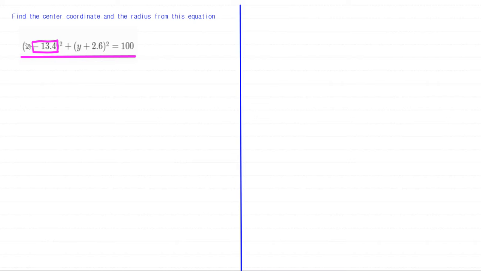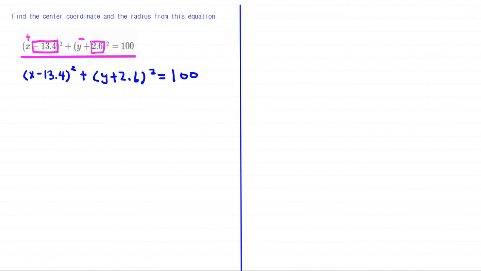If the next number is negative, the x value is going to be positive, and if the next number is positive, the value is going to be negative. For x, the next number is negative, so we figure out that x is positive. And for y, the next number is positive, so the y value will become negative. I'll write this equation one more time: x minus 13.4 squared plus y plus 2.6 squared is equal to 100.